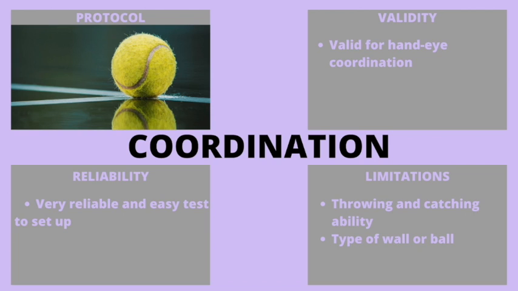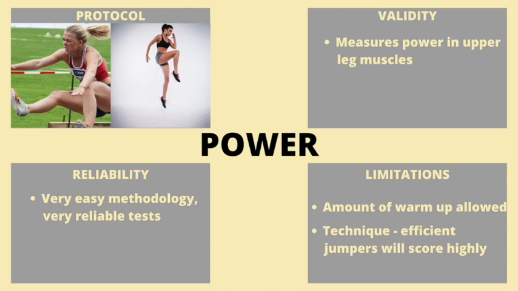Limitations: throwing and catching ability is a massive factor here in measuring your coordination. Also the type of wall and the type of ball. So if you are using the wall toss test for any IA stuff that you do, ensure that these things are accounted for to make sure there isn't any reliability issues.